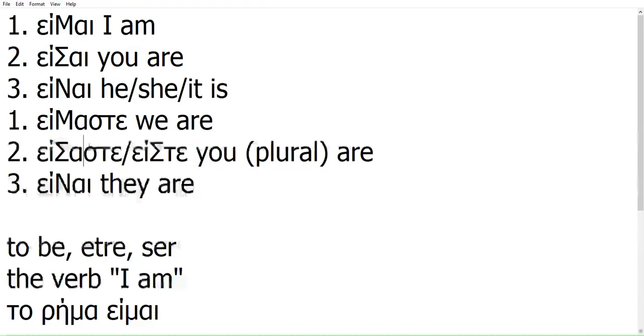Είσαστε is a bit more archaic. Είστε is what I would use, at least in most situations. And then είναι has this N, and now you can see this might create a bit of confusion because the third person, singular and plural, are the same. As you advance in Greek, you might come across some tricks Greeks use to clarify if they're saying he is or she is, as opposed to they are. We have some tricks to do that.